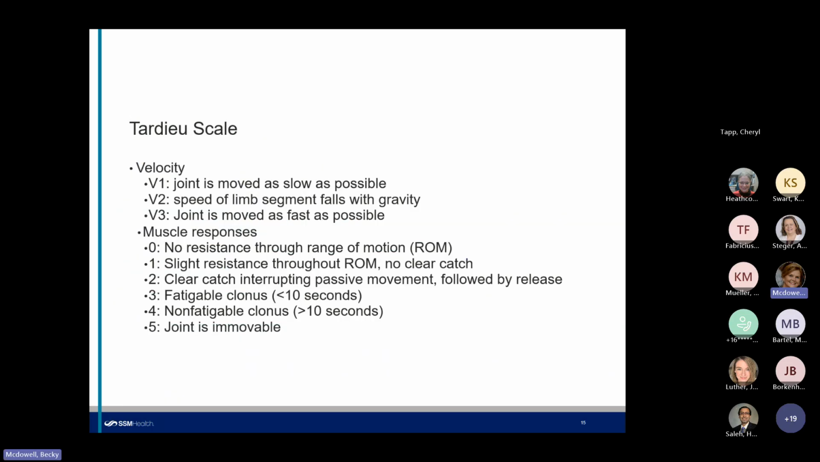There's another scale that some people use called the Tardieu scale. This one is more used for research as far as I've seen. They do a lot more marking down of what their tone is in V1, which is as slow as possible movement, V2 against gravity, and with gravity speed, and then V3 as fast as possible. And then the responses are pretty similar to the Ashworth scale.